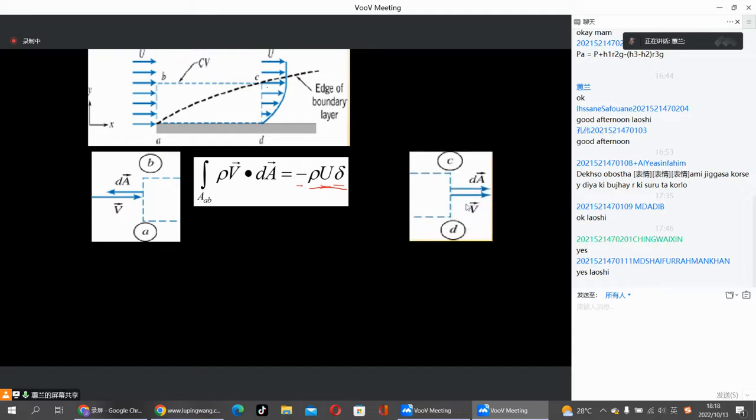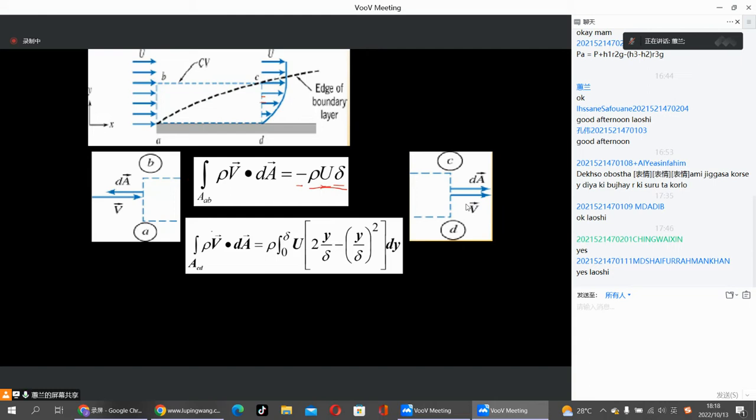And for CD, yeah, be careful. Here it's not uniformly distributed. So take the element here. We can calculate the volume flow rate for the differential element. For this differential element, this will be velocity times the differential area. Differential area will be equal to dy because here we have established the xy coordinates. So times dy, unit width will be dy times 1.